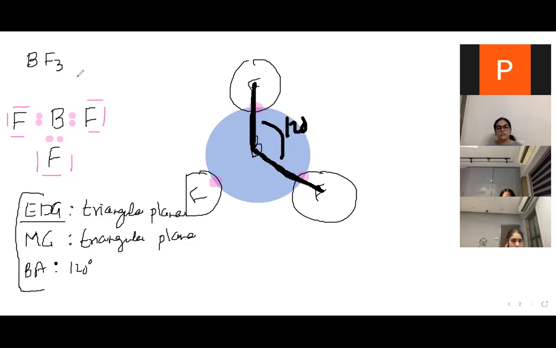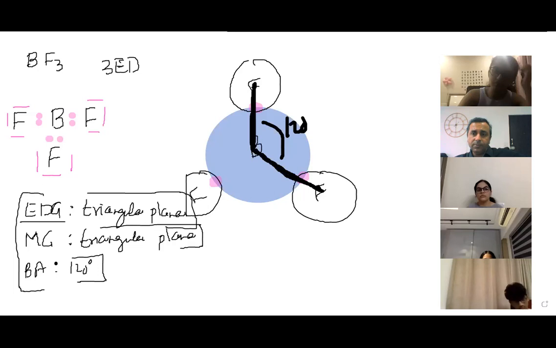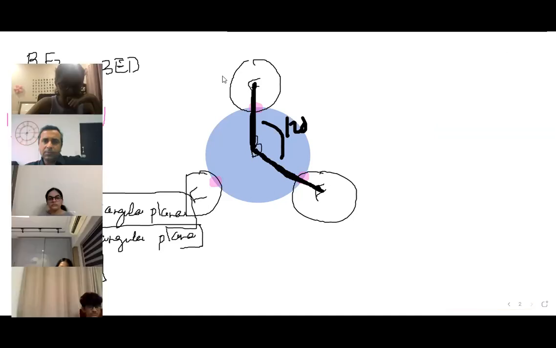So whenever you have 3 electron domains, the electron domain geometry is triangular planar, the molecular geometry is triangular planar, and the bond angle is 120. Any questions? Yeah. Bond angles stay constant, right? They don't change. With 3 electron domains, if it's dividing 360 into 3 parts, one third will be 120 only. Okay.